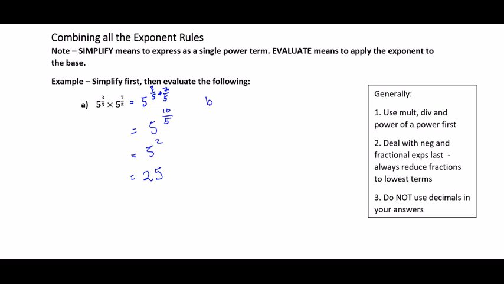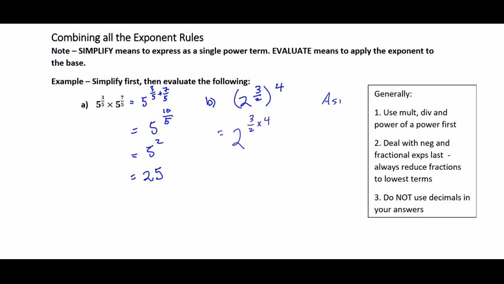Now, let's take a look at this next problem. Let's say I have 2 to the 3 over 2, all raised to the, say, 4. Now, this is power of a power, which means that we're going to have to write our exponent like this: 2 to the 3 over 2 times 4.